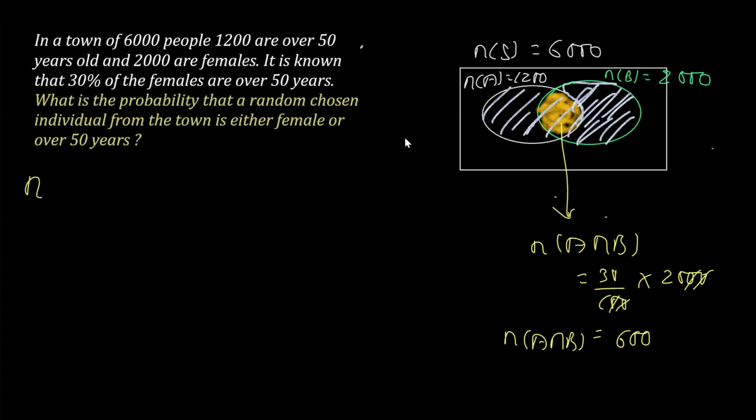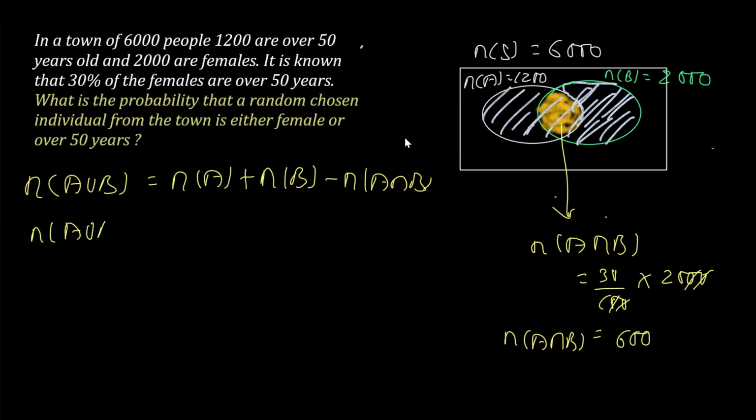So first I'm going to get n of A union B here. n stands for the number, which by the formula is n of A plus n of B minus n of A intersection B. So n of A union B: n of A is 1,200, plus n of B, which is 2,000, minus their intersection, which is 600. So this way, 12 minus 6, that is 2,600.